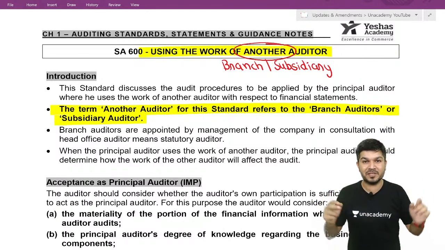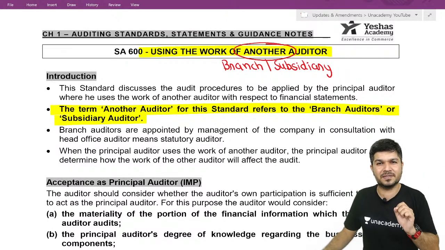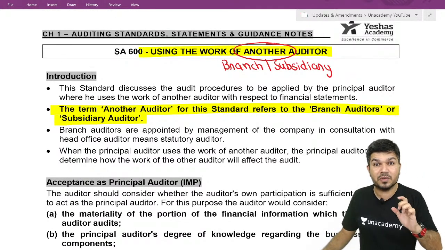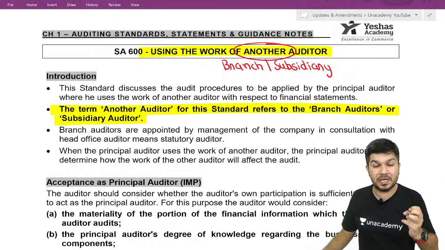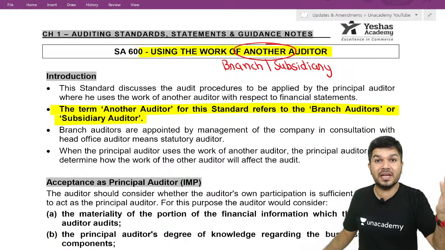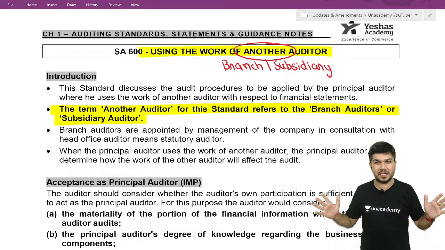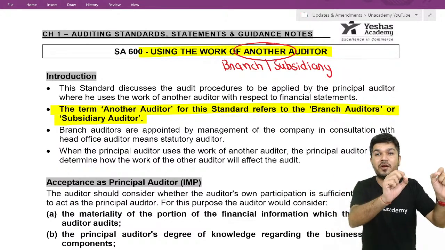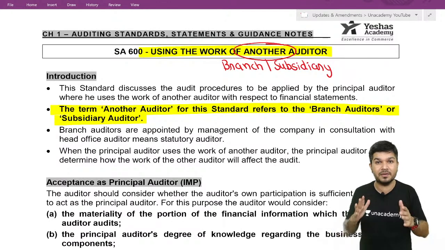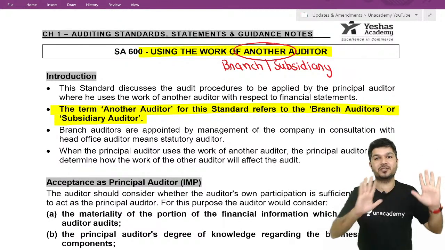We will not be responsible for the work performed by the branch auditor unless there was doubt or suspicion regarding the work performed by him. If there was doubt about his work and still we relied on him, then we'll be responsible. Otherwise, we are not responsible for the work performed by the branch auditor.